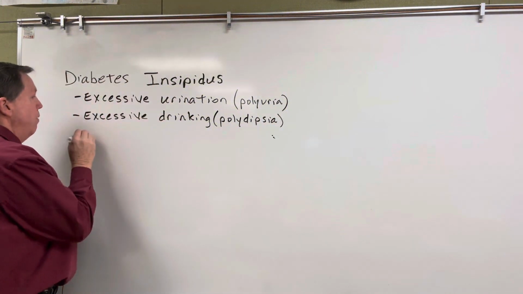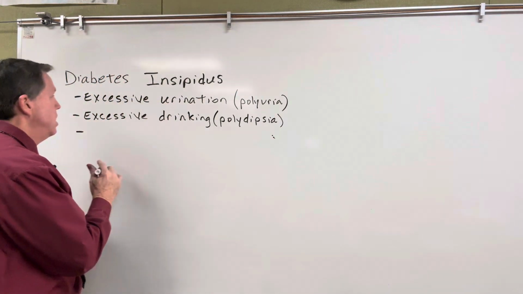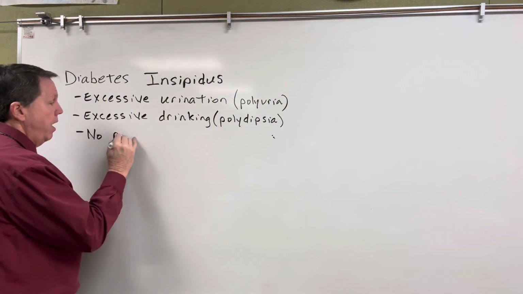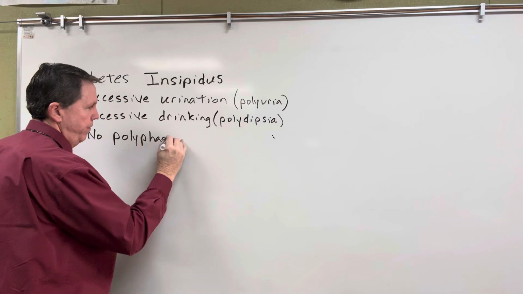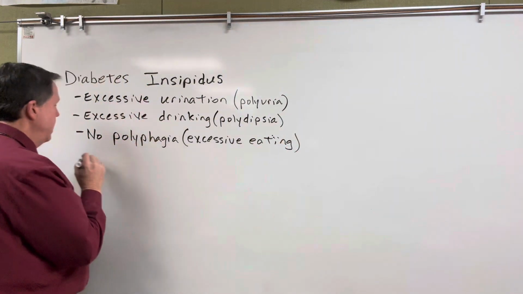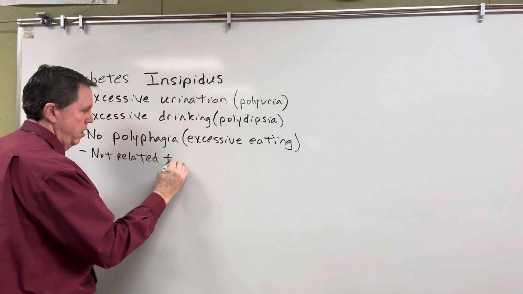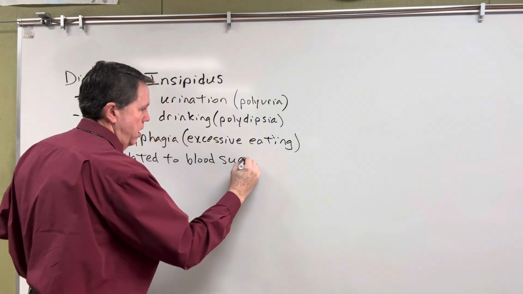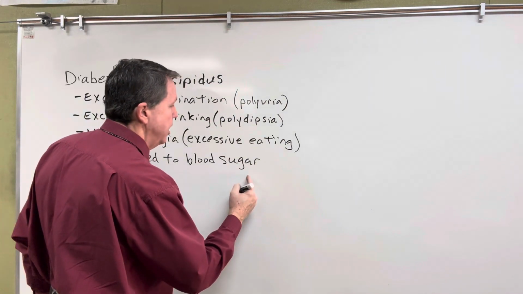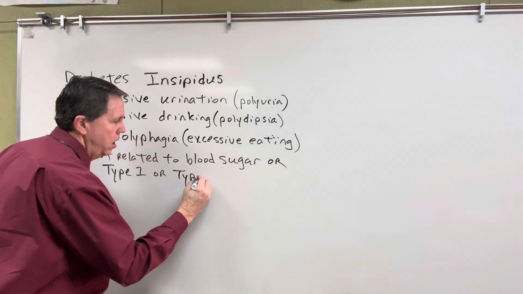That's excessive drinking. Now, in diabetes mellitus, that's the blood sugar one, people have a tendency to eat a lot, and we call that polyphagia, because they're constantly trying to replace the glucose that's not going to the cells. In this case, there's no polyphagia, or no excessive eating. It's not related to the amount of sugar in the blood, and it's also not related to type 1 or type 2 diabetes.